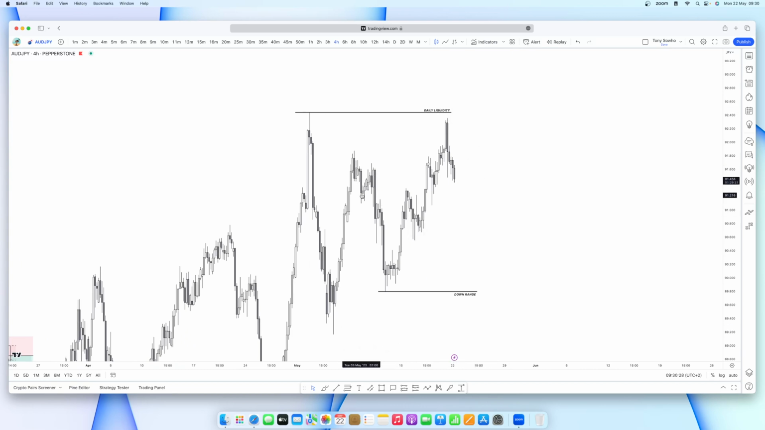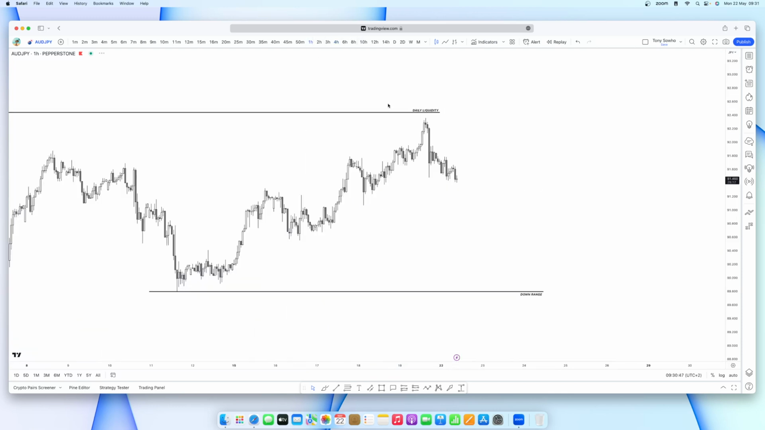Now, looking at the 4-hour structure, we can see that we have created a new higher high. So we can call this the higher low. And then this is the higher high up here. So moving down, I'll be anticipating some rejection to the upside on the 4 hours. Let me scale down to the 1 hour and see.